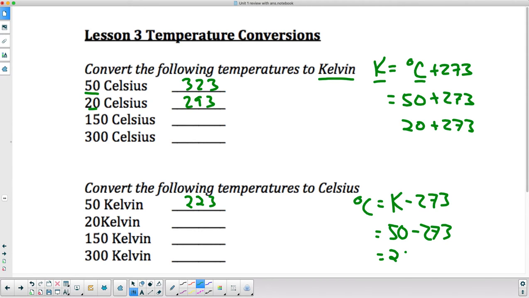And then 20 minus, if I subtract these two, my fault, I have a minus. So that's my degrees Celsius here. These are in Kelvin, and that's in degrees Celsius. So 20 minus 273 is a negative 253, like that. There. Now we're on the right track. And then follow the same thing for the last two, 150 and 300. All right, continue on.